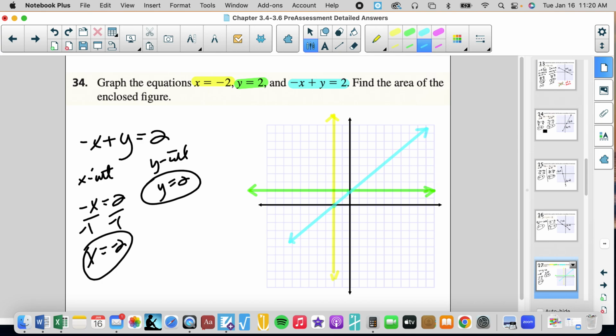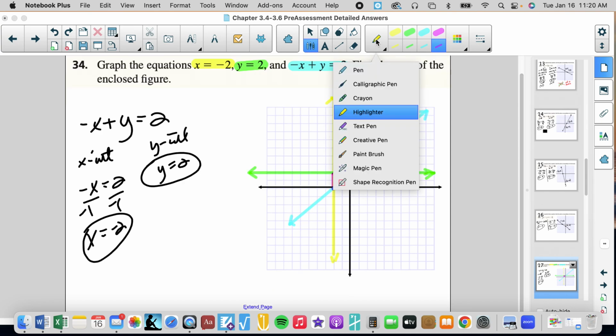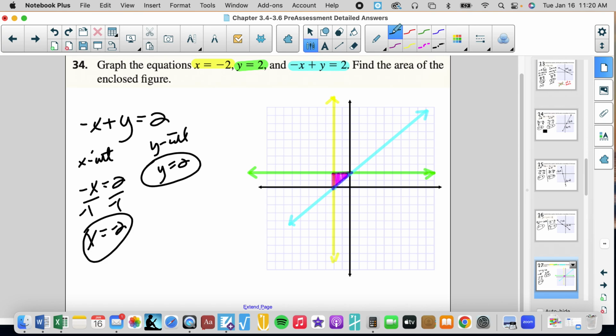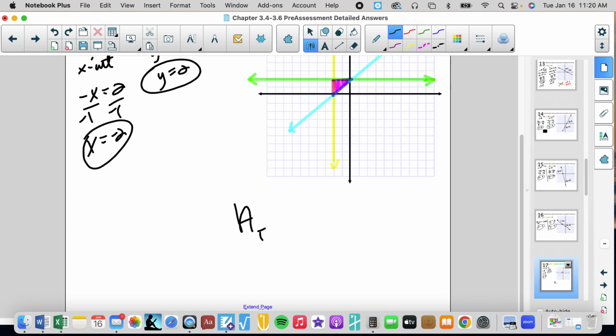Okay, so we graph those 3, find the area of the enclosed figure. So the enclosed figure is this, and that looks like a triangle. How do we find the area of a triangle? So we go back to this. Area of a triangle equals 1/2 base times height, where the base and the height are perpendicular. So this has a base of 2 and a height of 2.